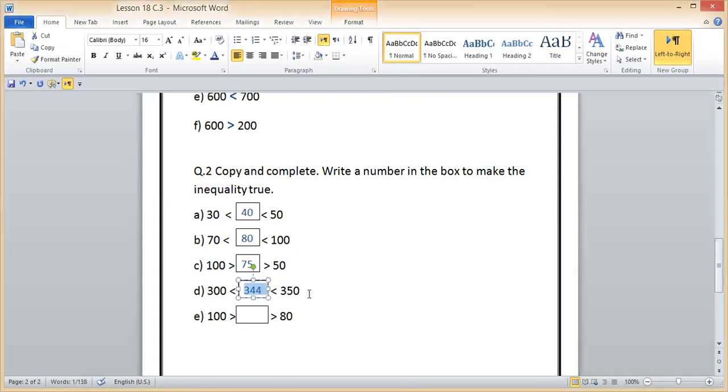Yes, 344 is less than 350. 344 is smaller than 350. So you can write any number here, okay? So I'm writing 330 here. 330 is bigger than 300 and 330 is smaller than 350. Clear, guys?